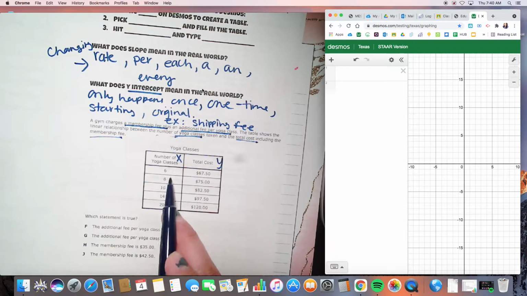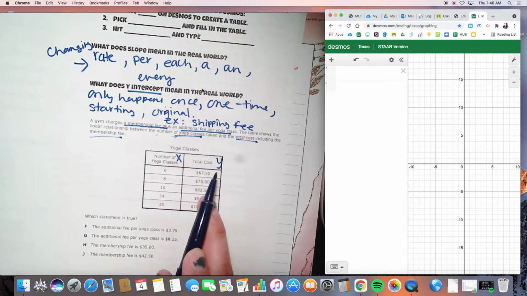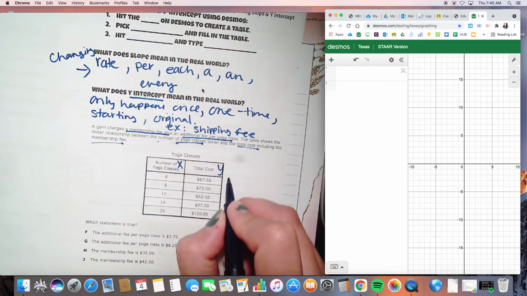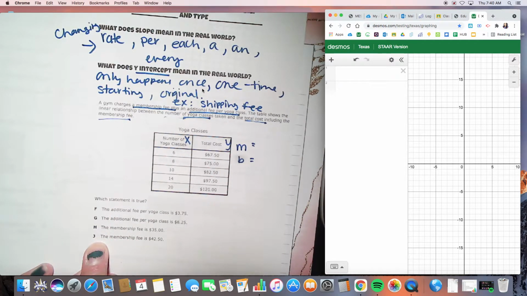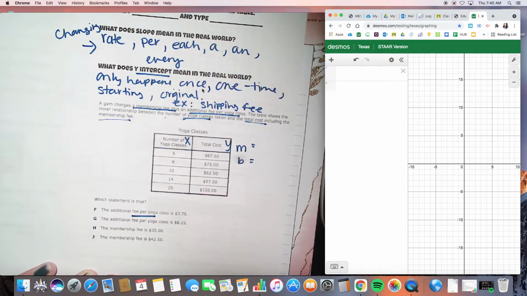Okay, now keep in mind that the total cost includes how many classes, but it also includes a membership fee, and you're only paying that membership fee once. Okay, so I'm going to go ahead and write M and B, but I'm not going to find it until I figure out what it's saying here. Okay, so for each answer choice that you have, you need to put what it means because it can get kind of wordy. You need to make sure you're looking at the keywords. So the additional fee per yoga class. Per means M. So this statement is telling me that the M, or the slope, is 375. The additional fee per yoga class, again, per means M, so this one is telling me that M equals $8.25. The membership fee.